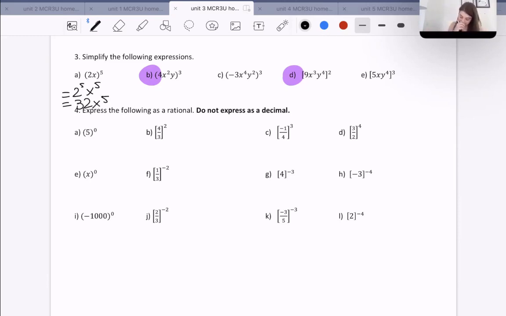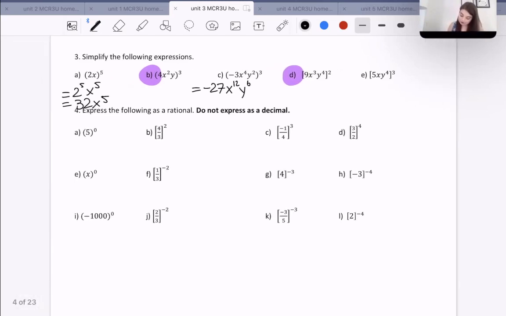Okay, then for C, we have everything to the power of 3, right? So negative 3 to the power of 3 is negative 27. X to the power of 4 to the power of 3 is going to be x to the power of 12, right? 4 times 3, 12. And then y to the power of 2, and take all those y squares to the power of 3, we get y to the power of 6.